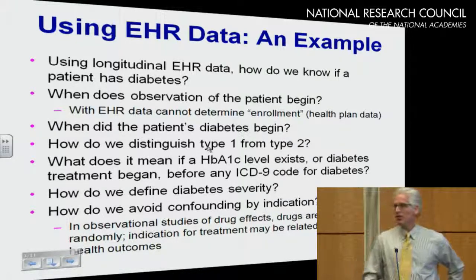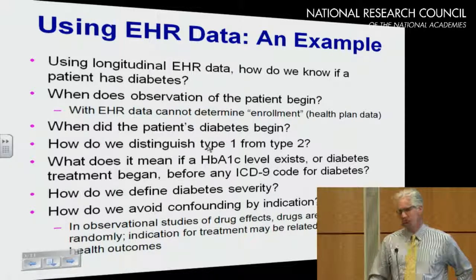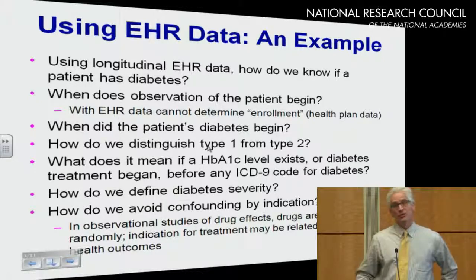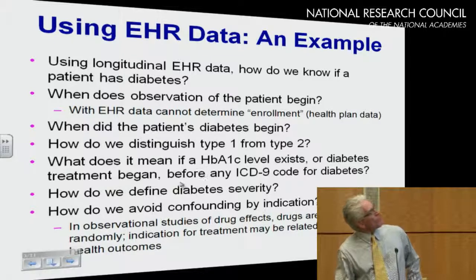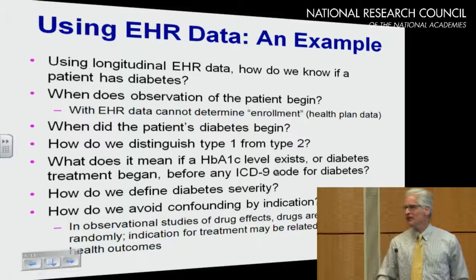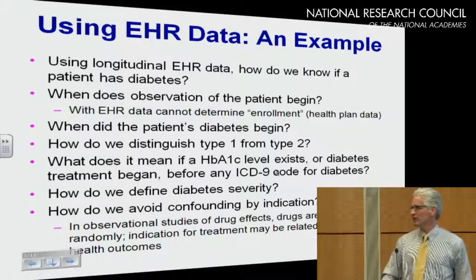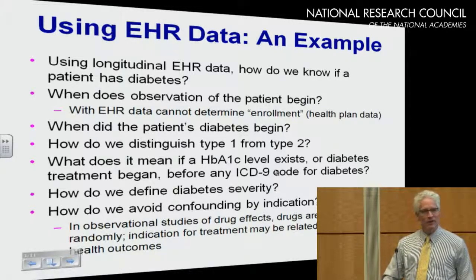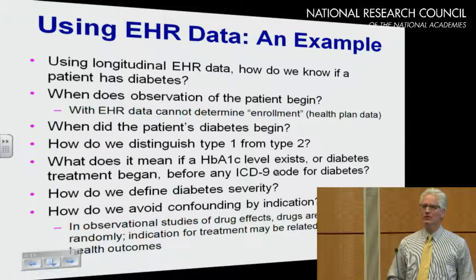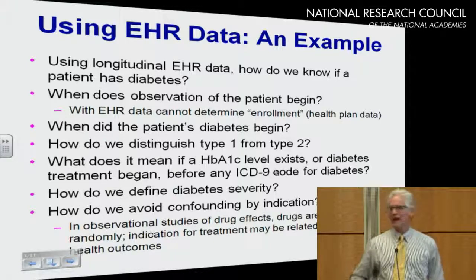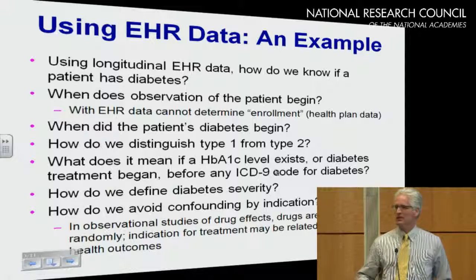How do you distinguish type 1 from type 2? Would that be important? How would you do that with electronic health record data? Can you do that based on age? We used to do it based on age, right? It was all type 1 before the age of 30, but now 12-year-olds are getting type 2. So there's a lot of complexity with that. What does it mean if the hemoglobin A1C level exists or diabetes treatment began before any ICD-9 code for diabetes was present in the record? How do you interpret those kinds of data? So lots of questions and lots of expertise needed to make decisions about how to decide when a patient has the condition of interest.